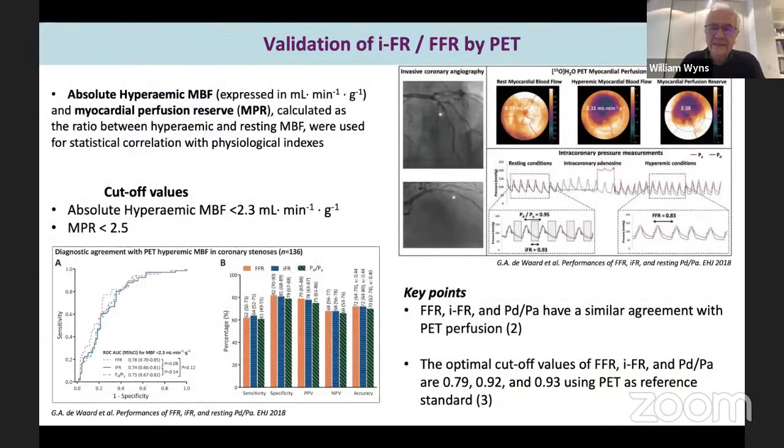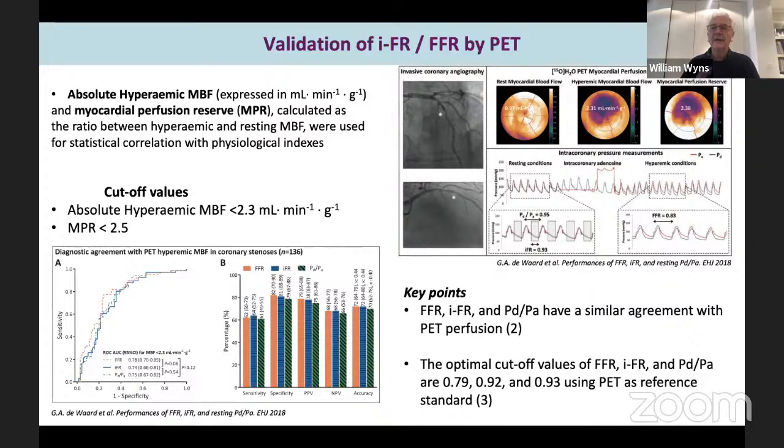The other one is more recent, also used the same tracer, by the way, which is O15 labeled water. And here they took another perspective. They said, listen, we're going to measure two things with PET, absolute myocardial blood flow and the myocardial perfusion reserve, which is the ratio of maximum flow divided by resting. So it's the coronary flow reserve or myocardial flow reserve. They decided about cutoffs based on PET data, and then they looked at the classification rates from FFR, IFR, and PDPA in the same patients.